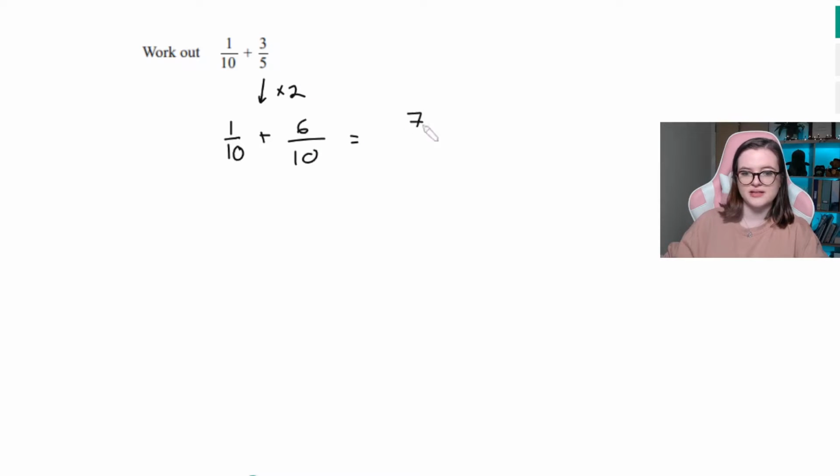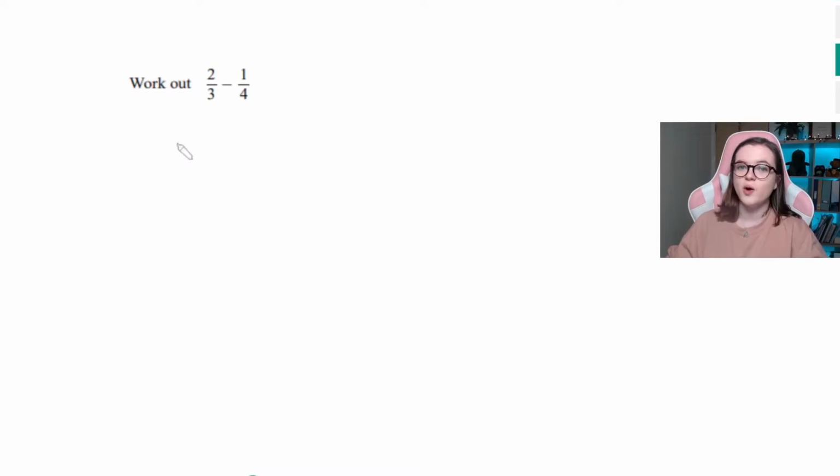Add those together: 7/10. Work out 2/3 minus 1/4. In this case, we can't make one of the numbers into another without making it some really horrible decimal, right? So what we do is change both of the numbers into a common multiple. What is a common multiple of 3 and 4? That's going to be 12, right? Because 3 and 4 both go into 12.